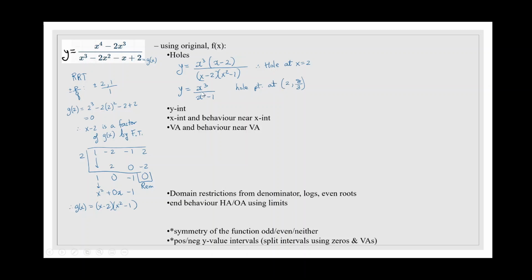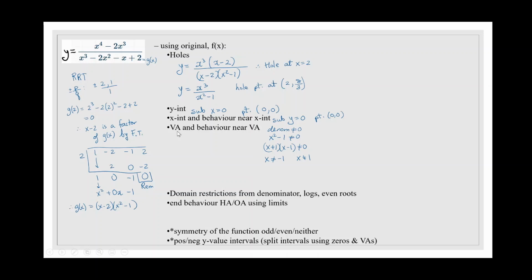So 2 plugged in, so 2 cubed is 8, so 8 is on the top, and 2 squared is 4, minus 1 is 3, so that's 8 over 3. Finding your y-intercept, you could substitute x equals 0, you get 0, 0, so from now on just keep working with the simplified version. To find x-intercepts, you plug in y equals 0, it's the same point as before.